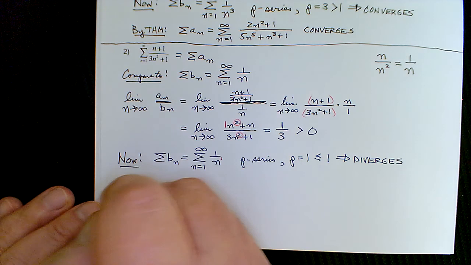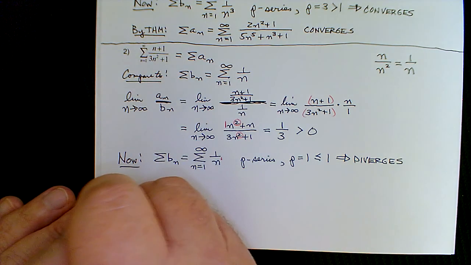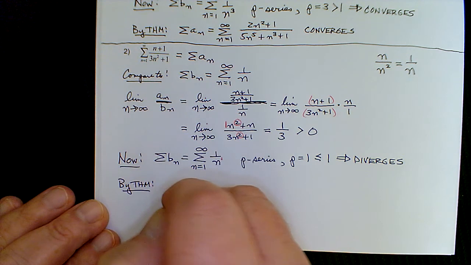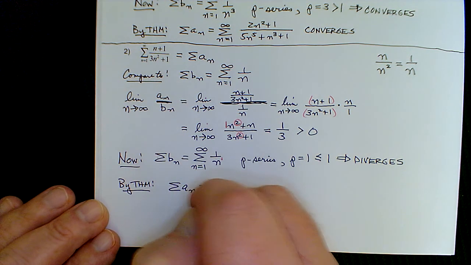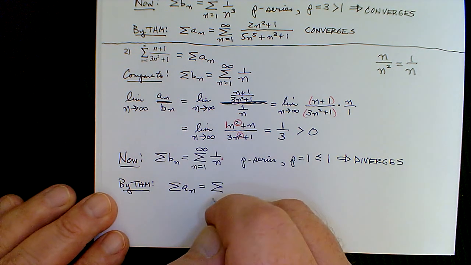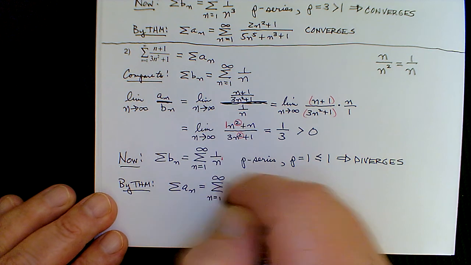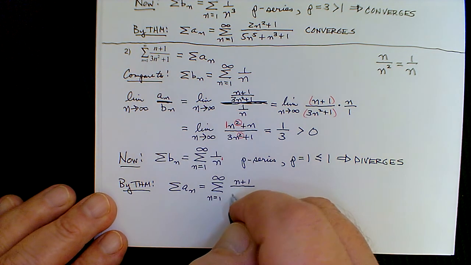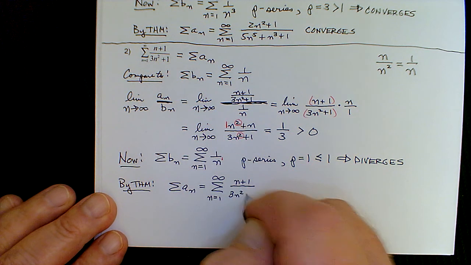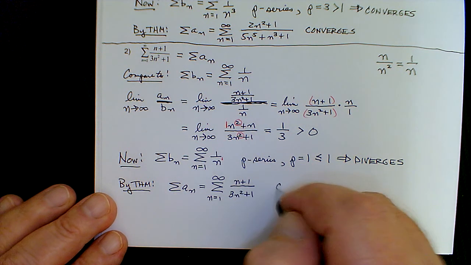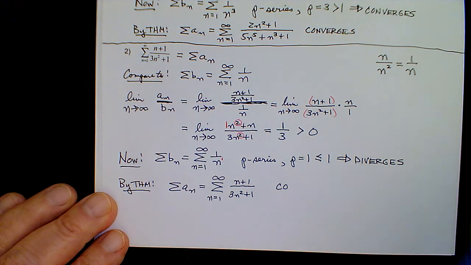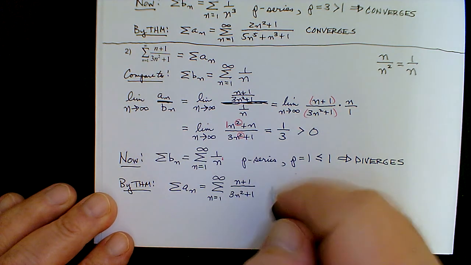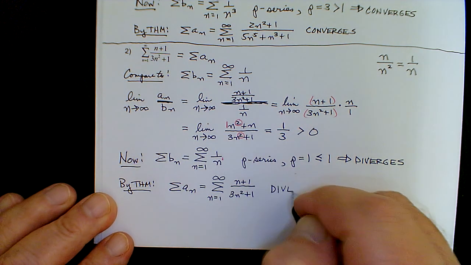And then the final statement by the theorem: the sum of the a sub n, which was the sum as n goes from 1 to infinity of n plus 1 over 3n squared plus 1, will do the same thing. Or in other words, it diverges as well.